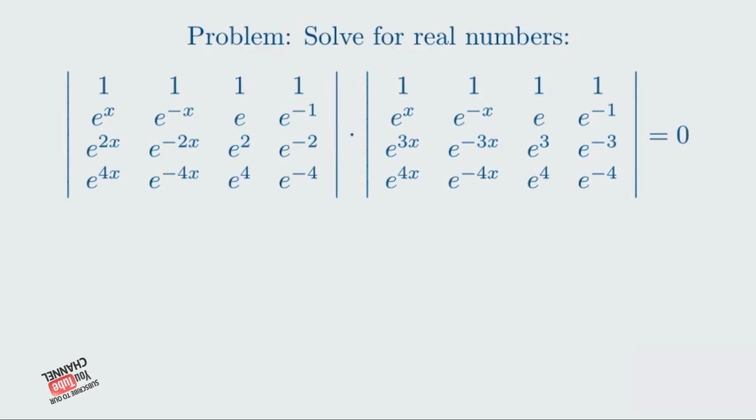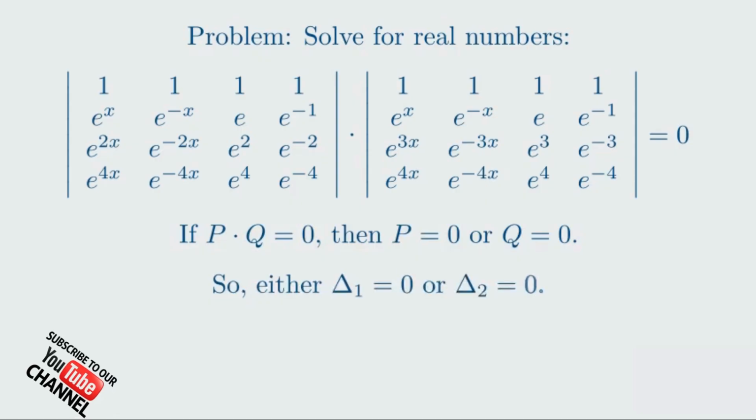The fundamental property of real numbers tells us that if a product of two numbers is 0, then at least one of those numbers must be 0. Applying this to our problem, it means either the first determinant, let's call it delta 1, is equal to 0, or the second determinant, delta 2, is equal to 0. So, we have two separate problems to solve. Let's begin by tackling the first determinant.